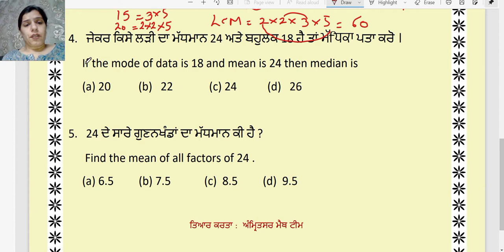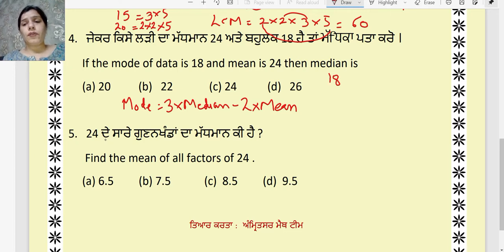Moving on to question number 4. If the mode of the data is 18 and mean is 24, then median you have to find. Again beta, here you will apply the empirical relation which we have done in assignment number 6 and assignment number 7. That mode is equal to 3 multiplied by median minus 2 multiplied by mean. This formula you have to remember for all the questions.